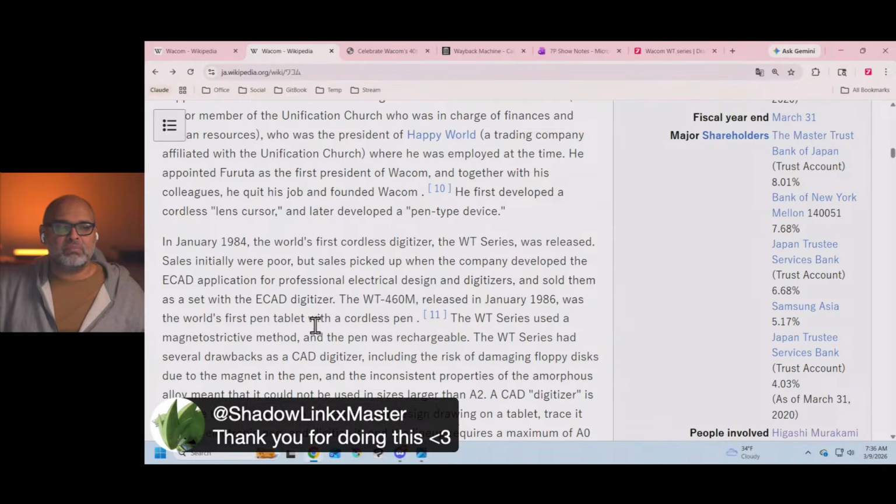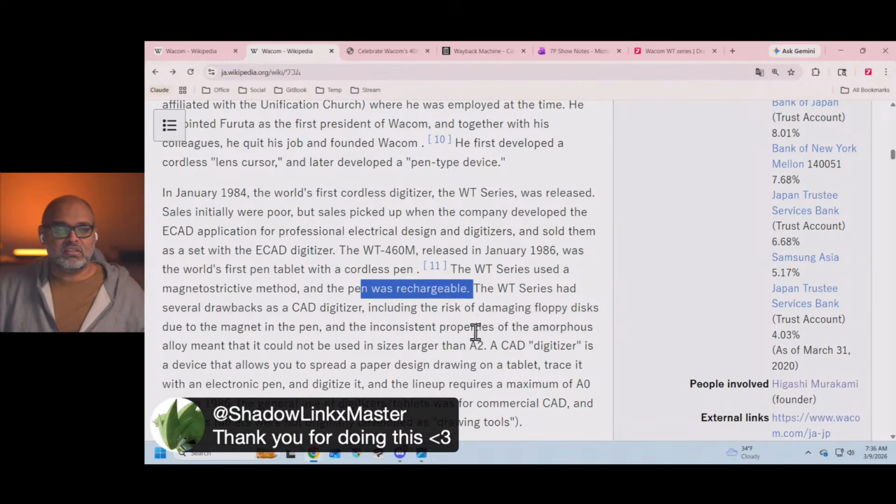The WT series used a magneto-restrictive technology, I have no idea what that means, and the pen was rechargeable. Do you see how different the pen is from today's pens?